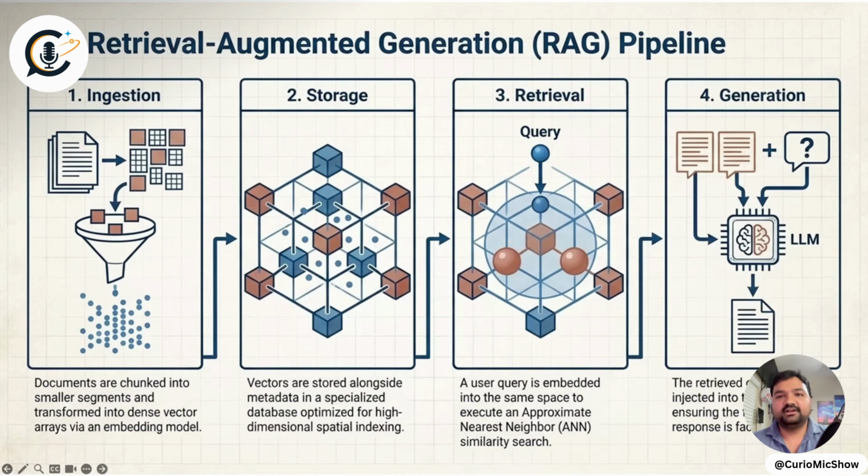And step three, we have retrieval. When the user asks a question, the query is also converted into a vector and searched against the database using approximate nearest neighbor search. Step four is generation. The most relevant retrieved context is injected into the LLM prompt, and the model generates an answer. So this is the basic RAG loop: ingest, store, retrieve, generate. But production RAG is not just about connecting these boxes. It depends on chunking, metadata, embedding and retrieval strategy, re-ranking, and governance.